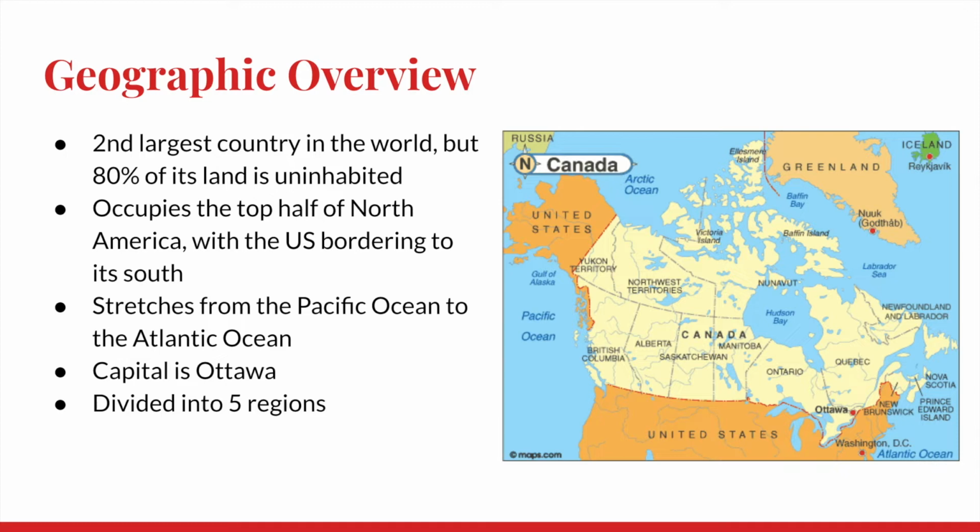The country stretches from the Pacific Ocean in the west, the Atlantic Ocean in the east, and the Arctic Ocean in the north. The capital is Ottawa, which is located near the Great Lakes region and is closest to the state of New York, as you can see on the map here. Canada is also divided into 5 regions.